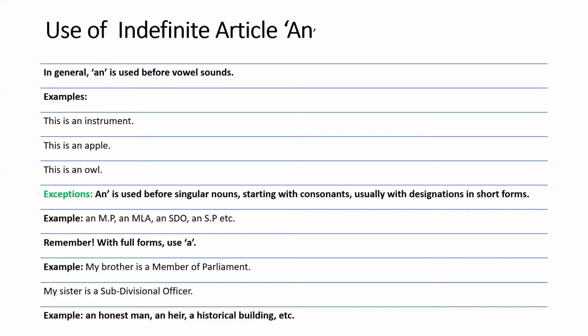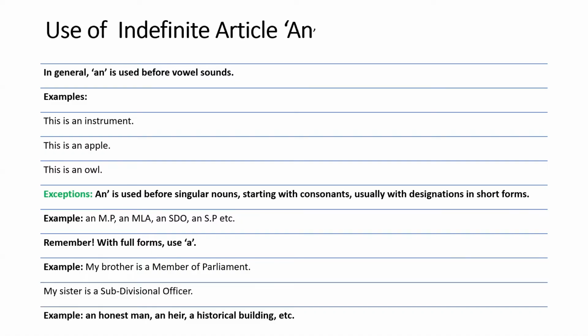But the most important things are to remember the exceptions. "An" is used before singular nouns starting with consonants, usually with designations and short forms. Pay attention here. MP, MLA, SDO, SP. Here you have to remember two sounds. Don't forget, please. Two sounds: M sound and S sound. When these two sounds come, make use of "an."